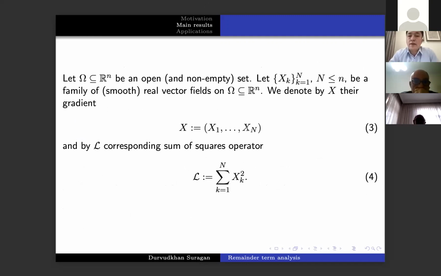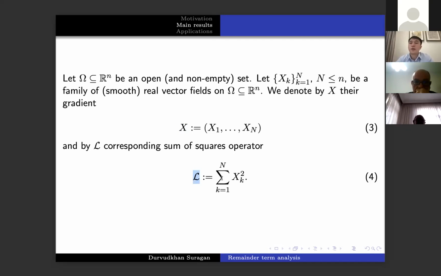Let's consider vector fields over some open set omega in R^n. We denote by X with lower index k a vector field in R^n, and the corresponding gradient can be denoted by just a capital X without index. We use the notation L to express the corresponding sum of squares operator. Formula 4 gives the sum of squares operator.